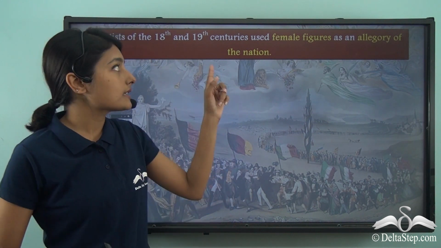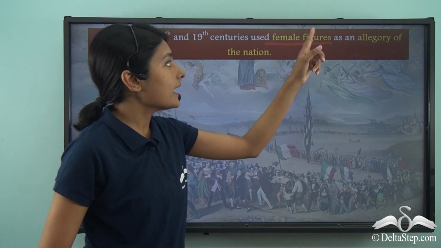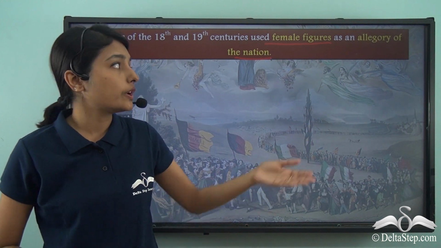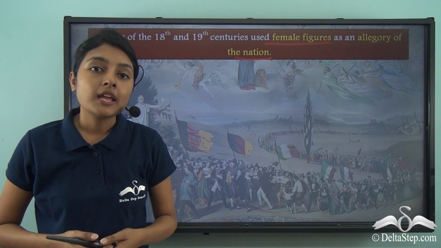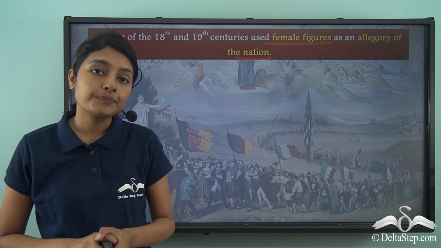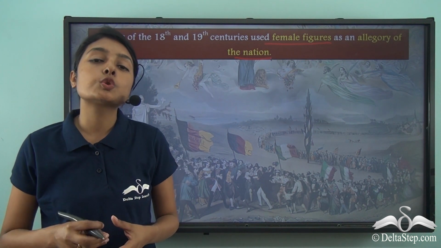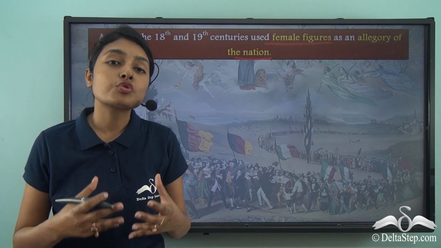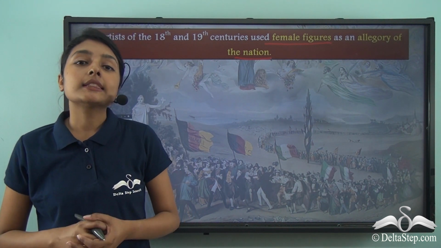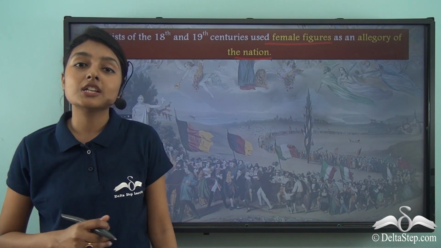Artists of the 18th and 19th centuries used female figures as an allegory of the nation. Now, why do you think female figures were used? These female figures were not any real life women. They were abstract female figures which were infused with strength, courage, moral rectitude and power. And these female figures became the allegory of the new nation states.